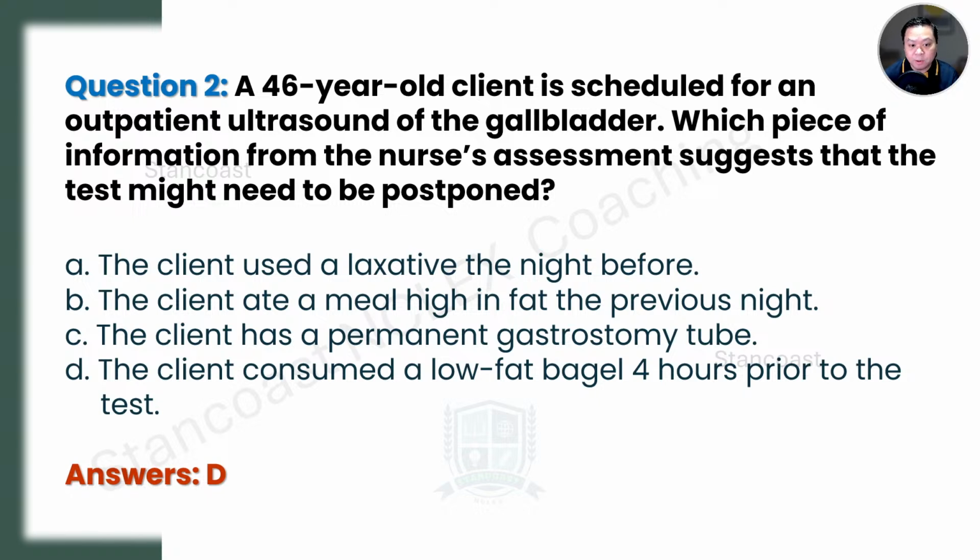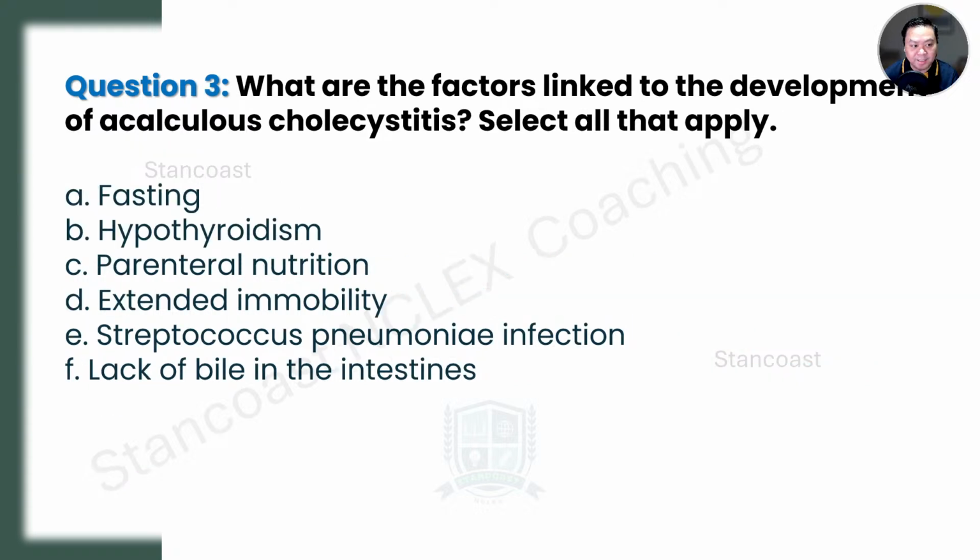All right, so I hope that you got this test question correctly. Let's have number 3. What are the factors linked to the development of acalculous cholecystitis? Select all that apply. A, fasting. B, hypothyroidism. C, parenteral nutrition. D, extended immobility. E, Streptococcus pneumoniae infection. F, lack of bile in the intestines.